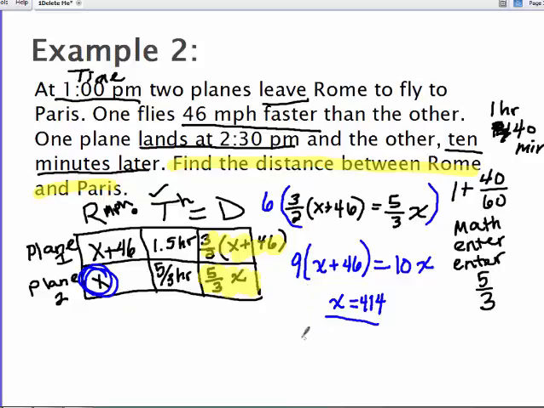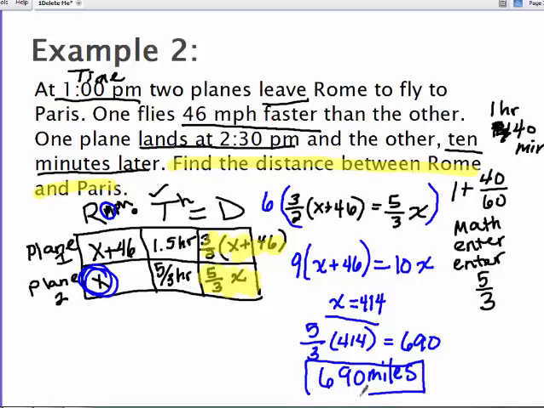So in order to answer the distance question, I'm going to plug it in here to the easier one. 5/3 times x, which we found to be 414, and I'm going to get 690. That 690 is how many, go back to your unit here, miles Rome is from Paris, according to this problem.